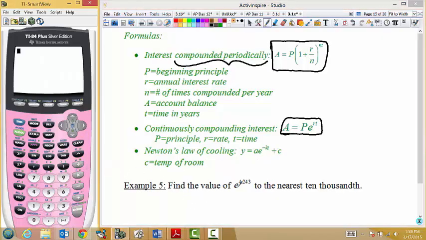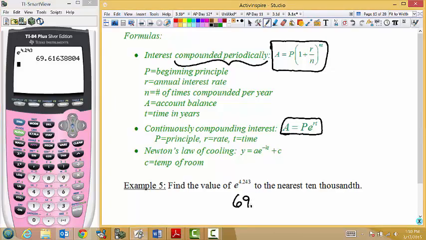It says find the value of E to the 4.243. E is a number. Hit second ln, there's E, to the 4.243. And it's 69.6164.